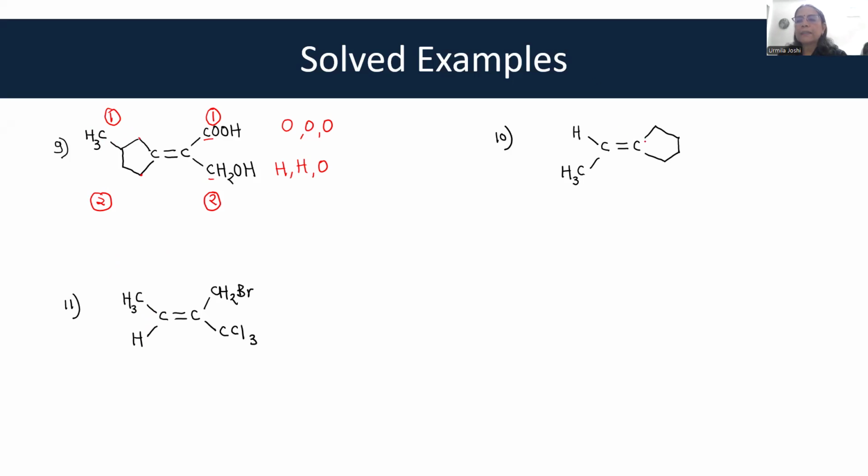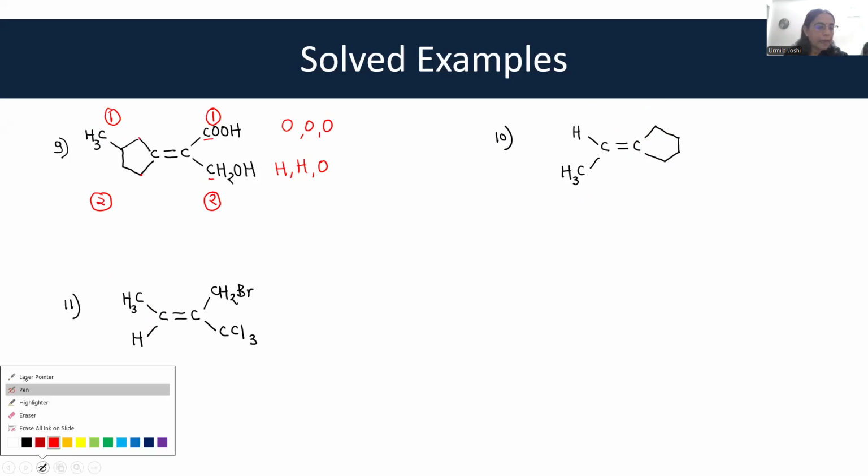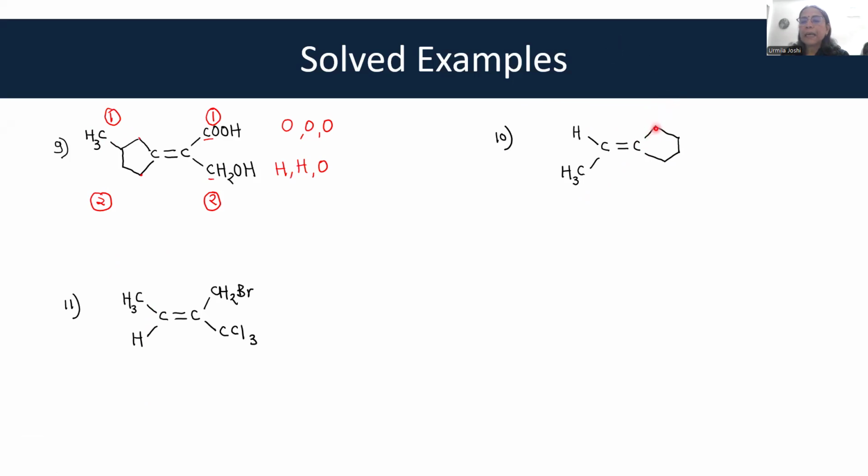Okay, now look at this. This does not show geometric isomerism because both the groups attached to the carbon are the same. I hope you realize that from this side, 1, 2, 3, and 4 CH2s are attached, and from this side also 4 CH2s are attached. So this does not show geometric isomerism.